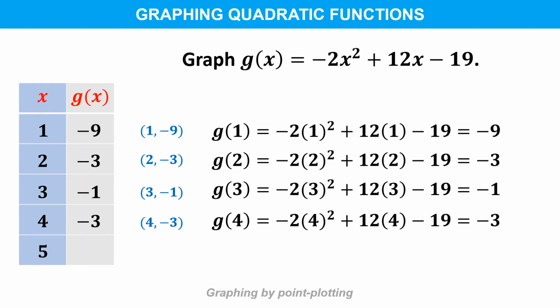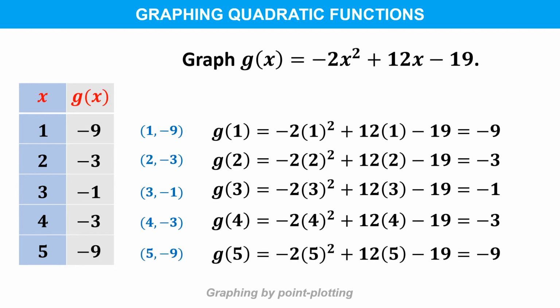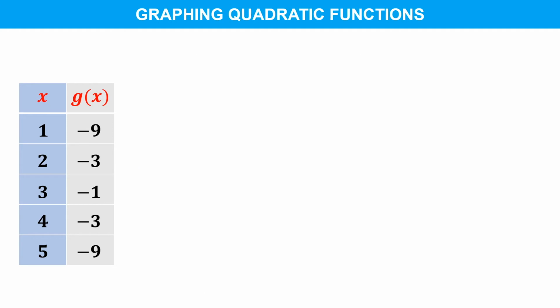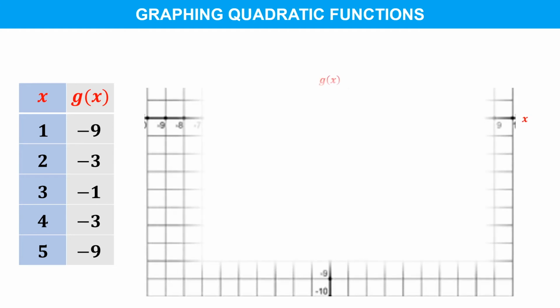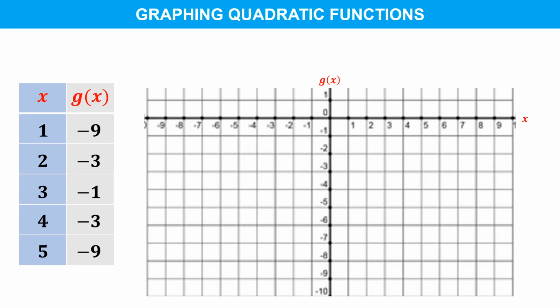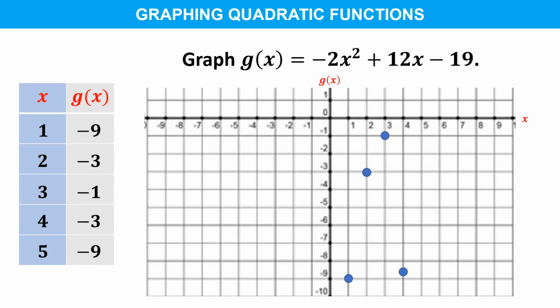If x is 4, g of 4 is -3. The corresponding point is 4, -3. And if x is 5, g of 5 is -9. The corresponding point is 5, -9. Let's draw a Cartesian coordinate plane. Plot the points represented by the ordered pairs x, g of x, and then draw a smooth curve by connecting the points from left to right.